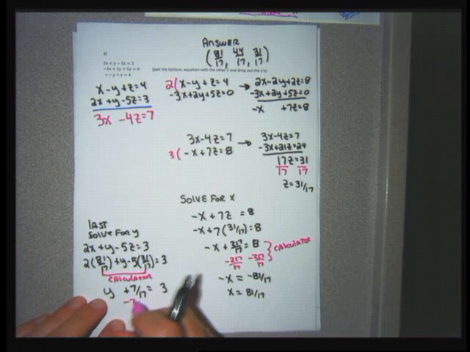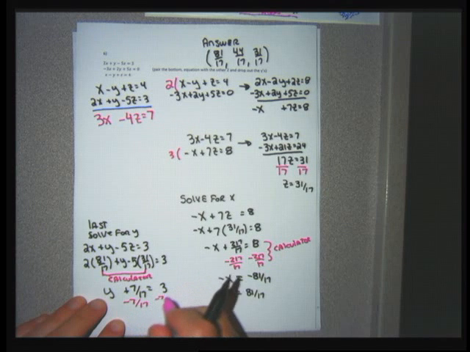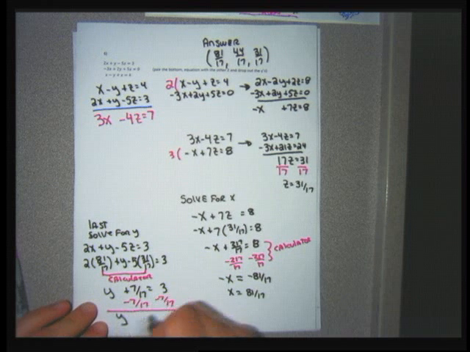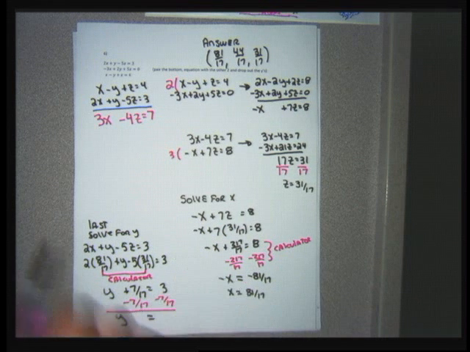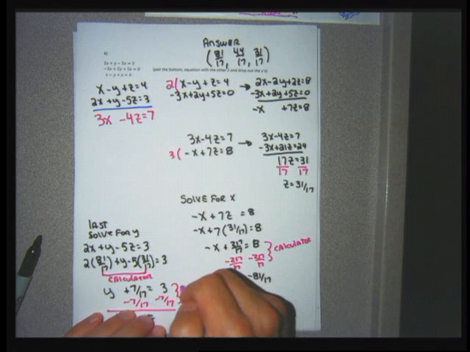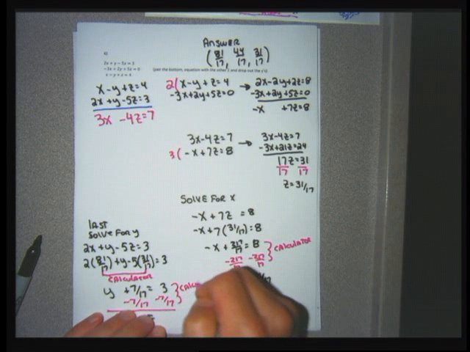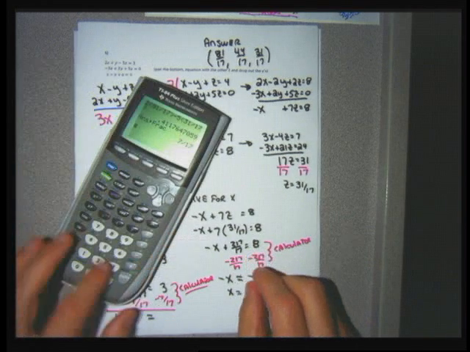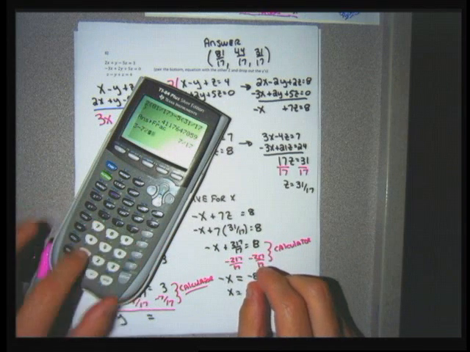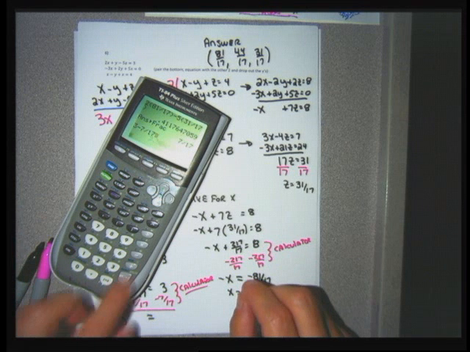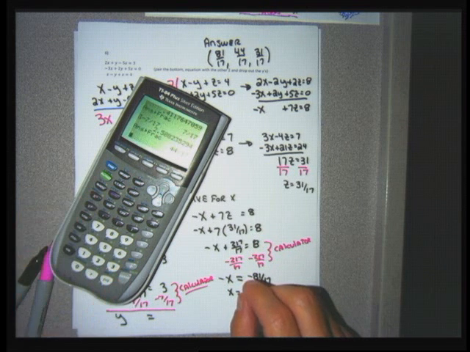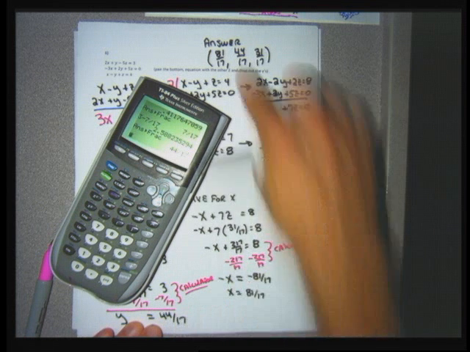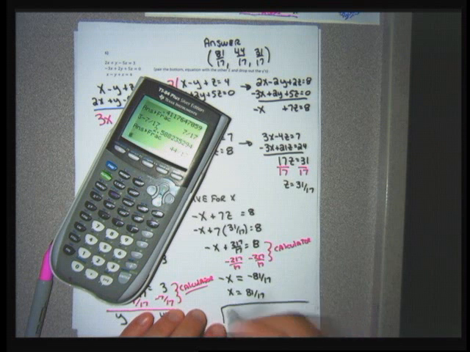I'm going to minus 7 over 17 from both sides. On the left-hand side, when I do that, I get my y. On my right-hand side, again, I'm going to pull out my calculator. I can do fraction work by hand, but I don't have to, so I'm not going to. I'm going to go 3 minus 7 divided by 17 on my calculator, and it gives me 44 over 17, which is good because that's the answer that my calculator told me I should get.